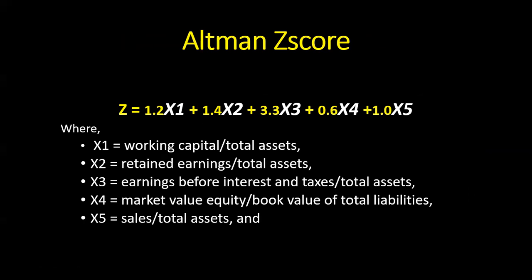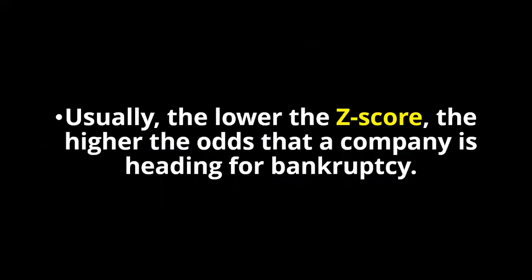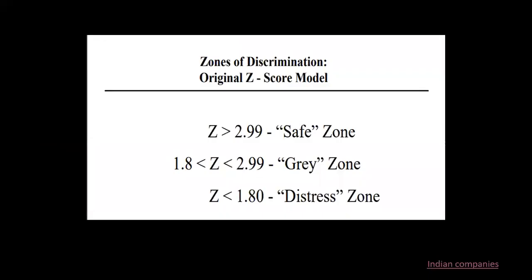Now, how to use this ratio? The paper says that for a firm with a lower Z-score, there is a higher possibility of the firm becoming bankrupt. It has given a cutoff that if the Z-score is less than 1.80, the firm is said to be in a distress zone. And if the Z-score is greater than 2.99, it is said to be in a safe zone.